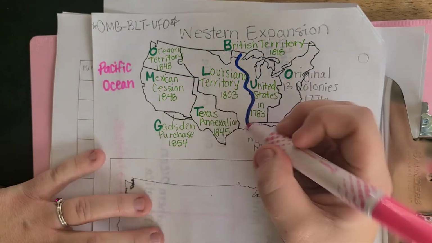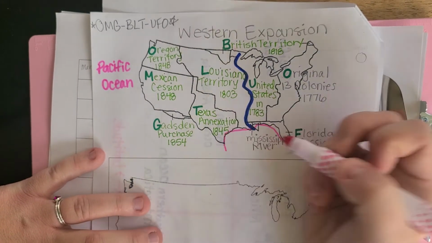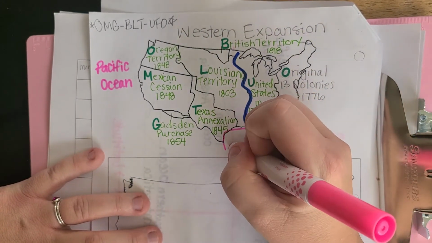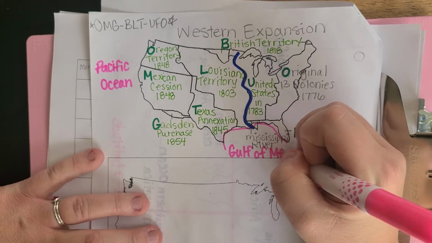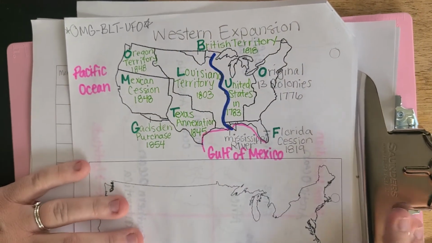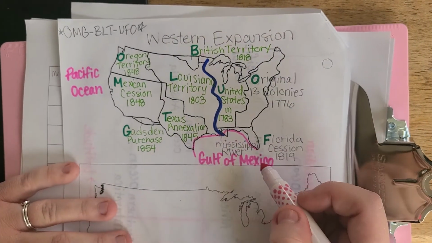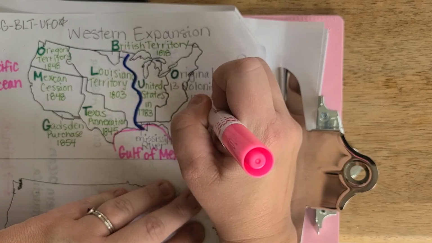That's the peaceful one. And then right here, all of this is the coast of the Gulf of Mexico. Gulf is a geography term. It is not a game. Gulf of Mexico.